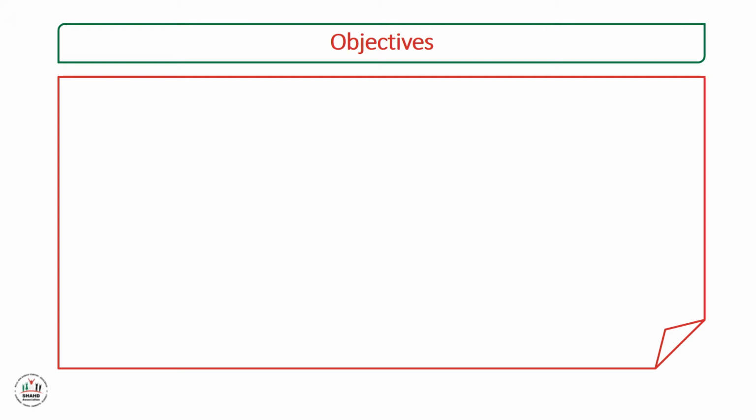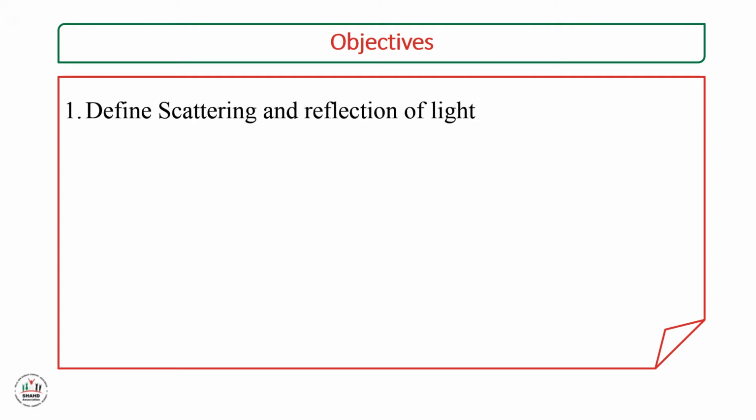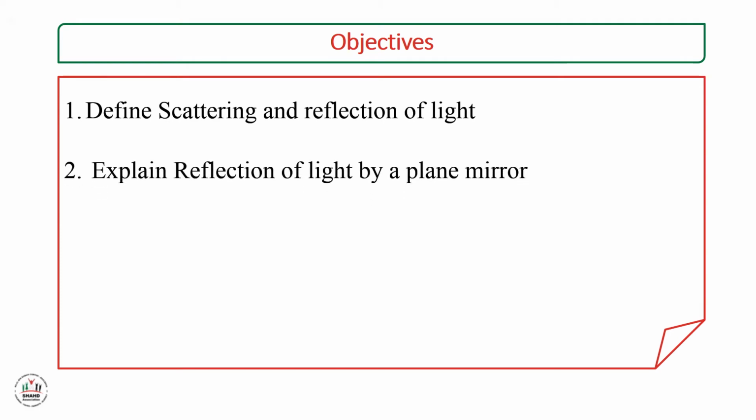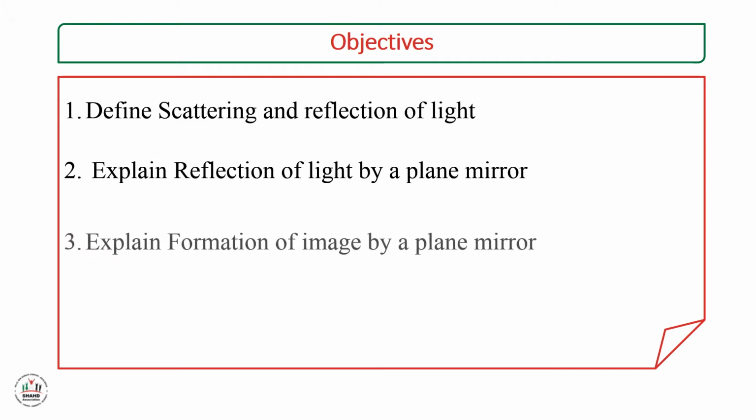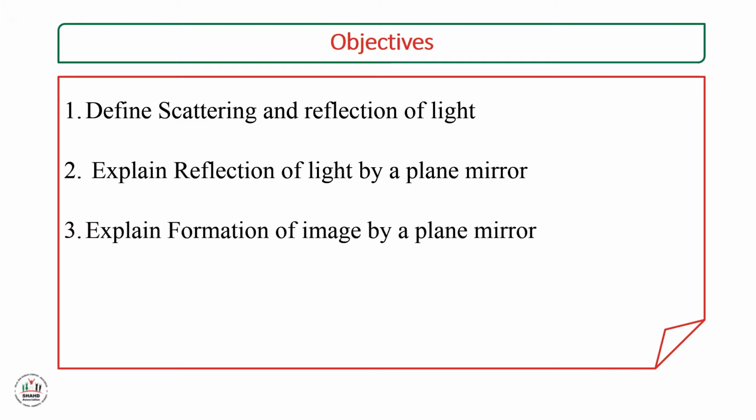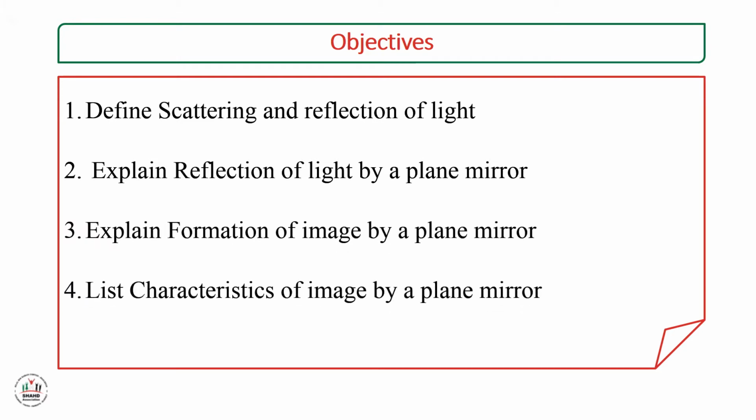Our objectives in this session are: we will define scattering and reflection of light. We'll explain reflection of light by a plane mirror. We'll explain formation of image by a plane mirror. And finally, we will list the characteristics of the image by a plane mirror.